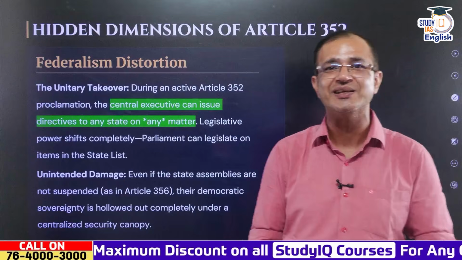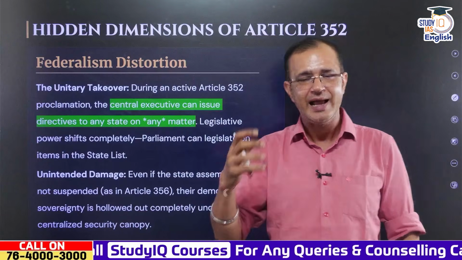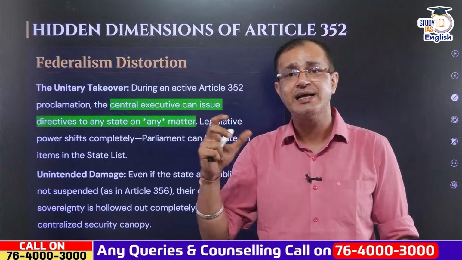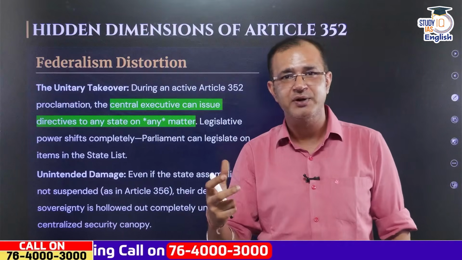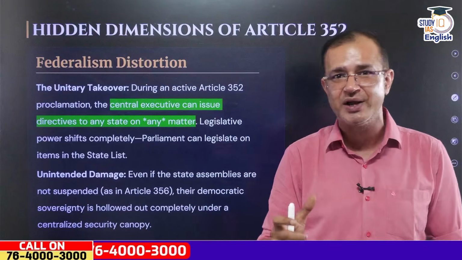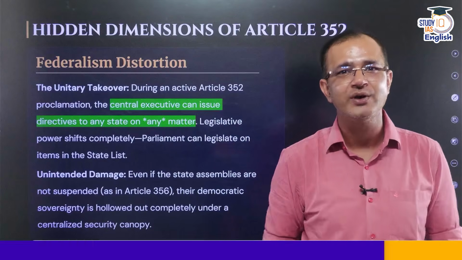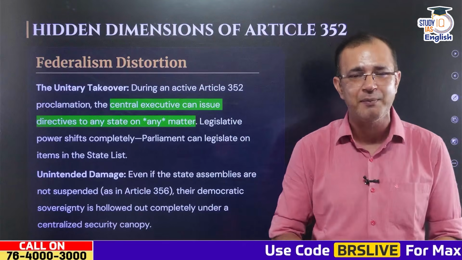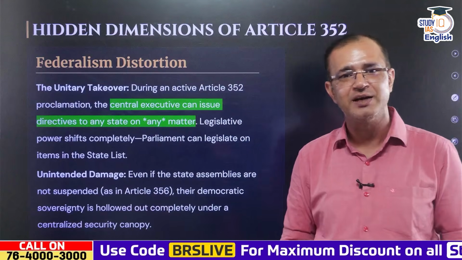Now, let me check your knowledge. If the Parliament has enacted any act during the national emergency on a subject in the State List, tell me, after the national emergency is revoked or ceases to exist, what happens to that law? Just comment down in the comment section and let me know what happens to such a law that is made by the Parliament when it legislates over the State List during a national emergency.